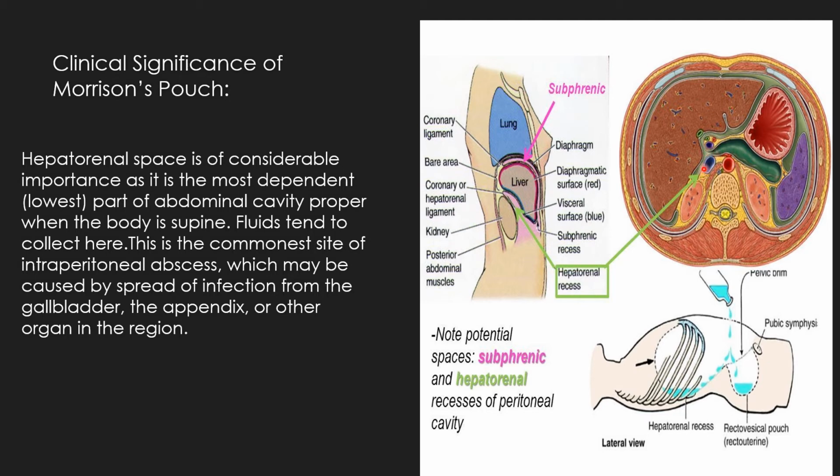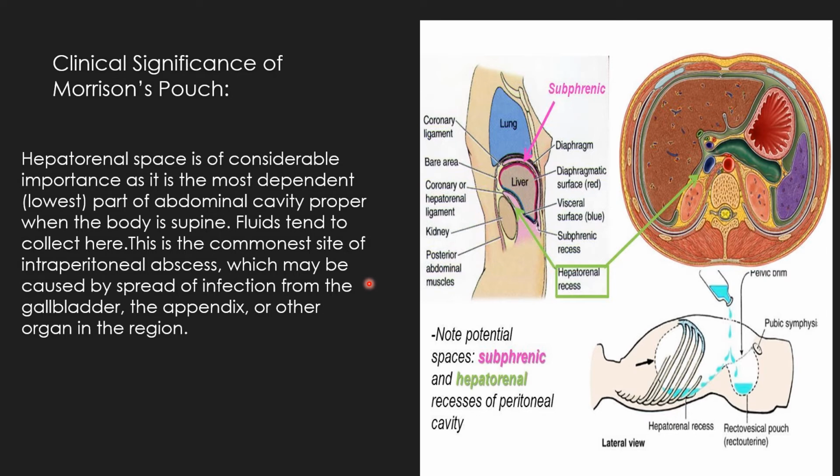So on the left side, it is communicating with the lesser sac through the epiploic foramen, and on the right, it is limited by the diaphragm. So let's discuss the clinical significance. We studied that the hepatorenal recess, or Morrison's pouch, also known as the right posterior or right subhepatic space, is a space between the liver and the kidney, and it's usually closed and empty.